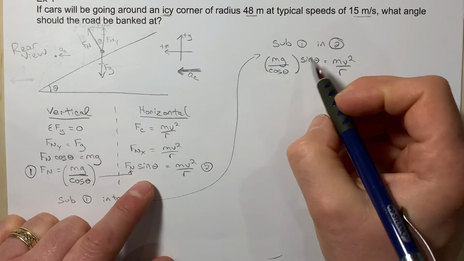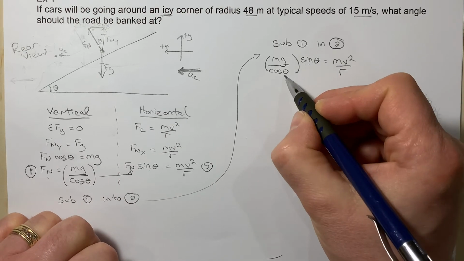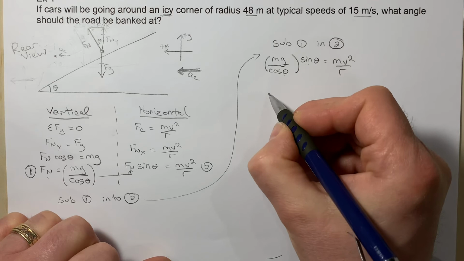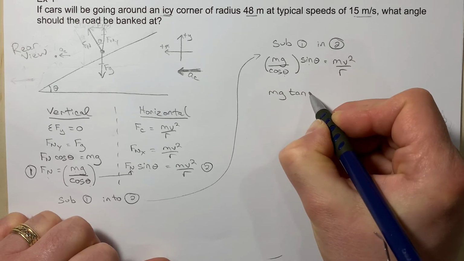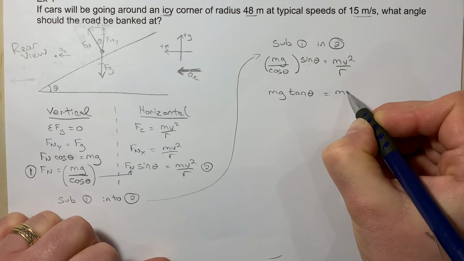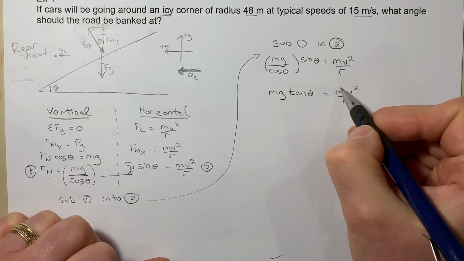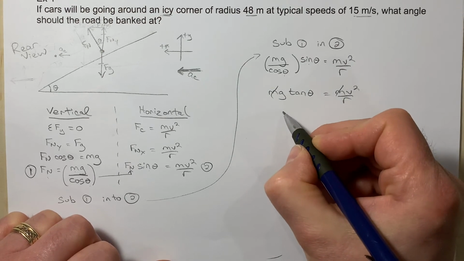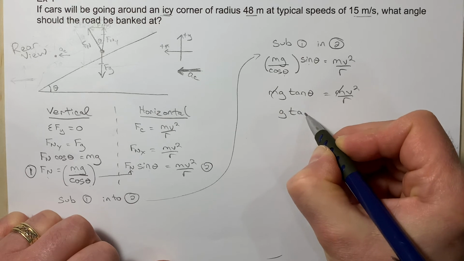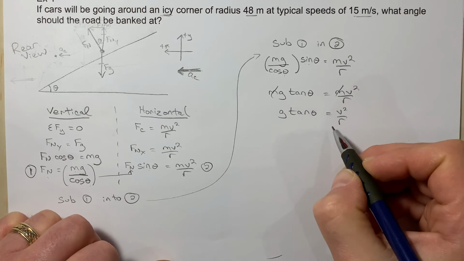We don't have to do this, but if you can remember from your math class, sine theta divided by cos theta is tan theta. So we could say this is mg tan theta equals mv squared over r. We've got m on both sides. We can divide both sides by m, and we're going to cancel that out. What we're left with then is g tan theta equals v squared over r.